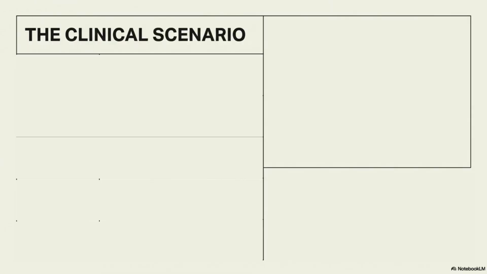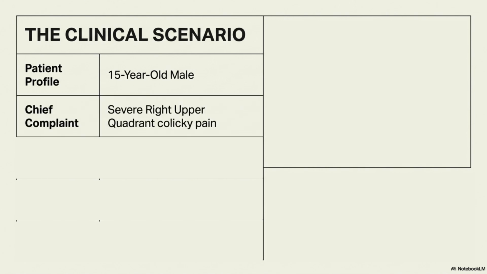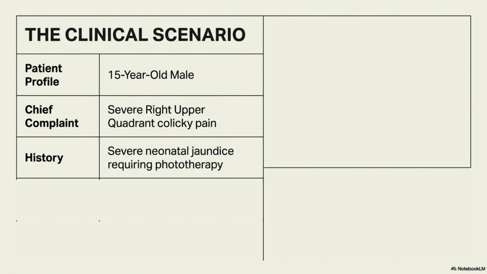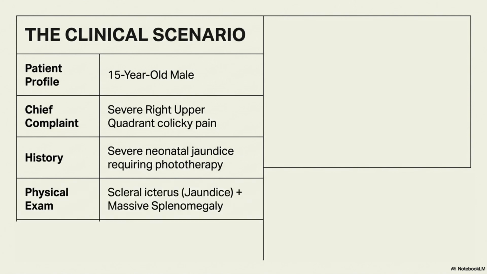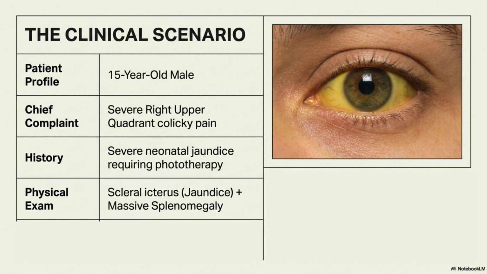Let's look at the clinical scenario. Imagine a patient profile of a 15-year-old male. His chief complaint is severe right upper quadrant colicky pain. In his history, he had severe neonatal jaundice that required phototherapy. On physical exam, we find scleral icterus or jaundice, along with massive splenomegaly.